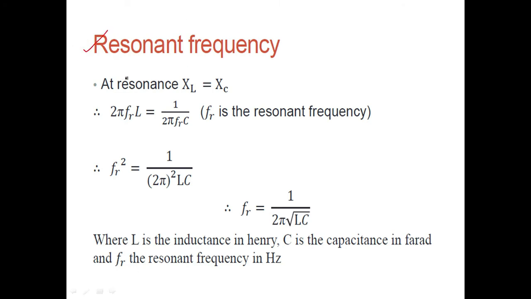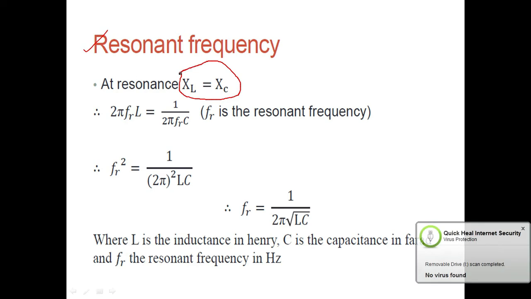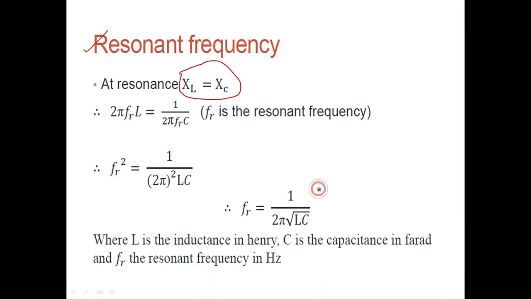In the case of resonant frequency, the circuit will be resonant if the inductive and capacitive reactances are equal. Hence XL, which is equal to 2 pi fr L, and XC, which is equal to 1 upon 2 pi fr C. Here fr is the resonant frequency, and it will be indicated by omega.